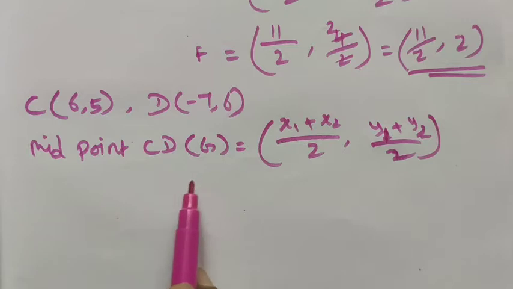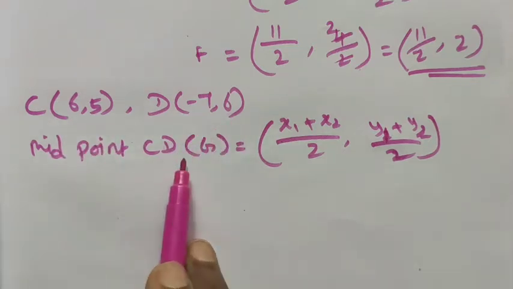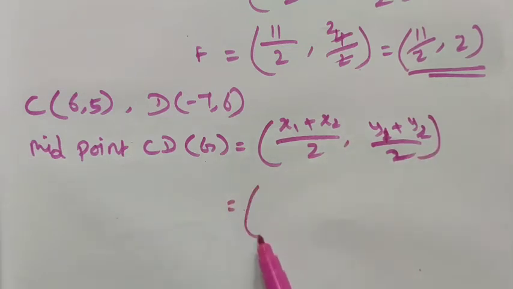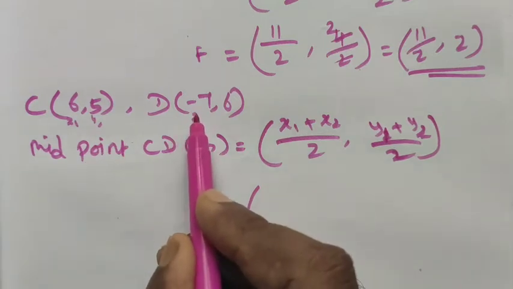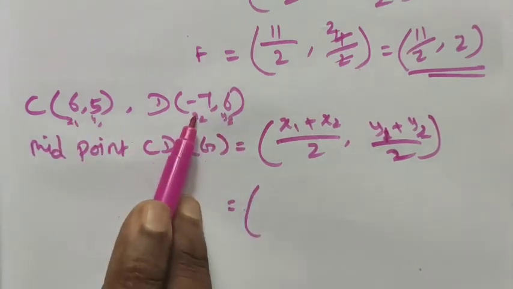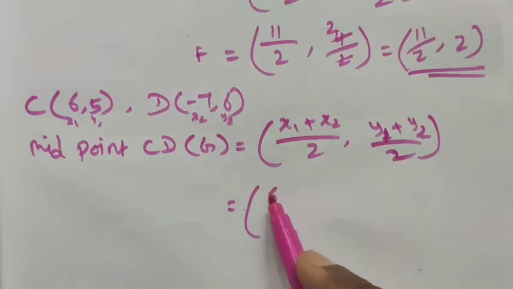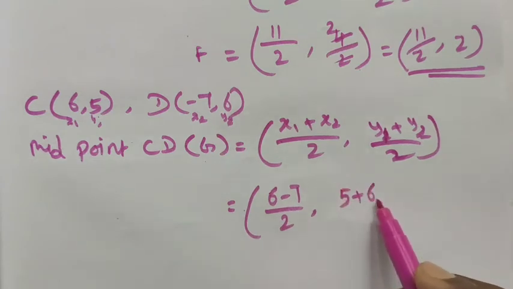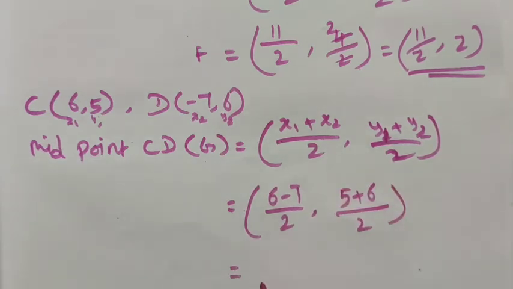See, the next point is CD. C point is (6, 5) and D is (-7, 6). Midpoint of CD, let me take it as G. (x1 plus x2) divided by 2, (y1 plus y2) divided by 2 is the formula. Now apply the formula as it is. First point x1, y1, second point x2, y2. So x1 plus x2, right? Here we have a negative symbol, so (6 minus 7) divided by 2, (5 plus 6) divided by 2. This is equal to 6 minus 7 is -1 divided by 2, 11 divided by 2. So the midpoint of CD is (-1 by 2, 11 by 2). That is the G point.